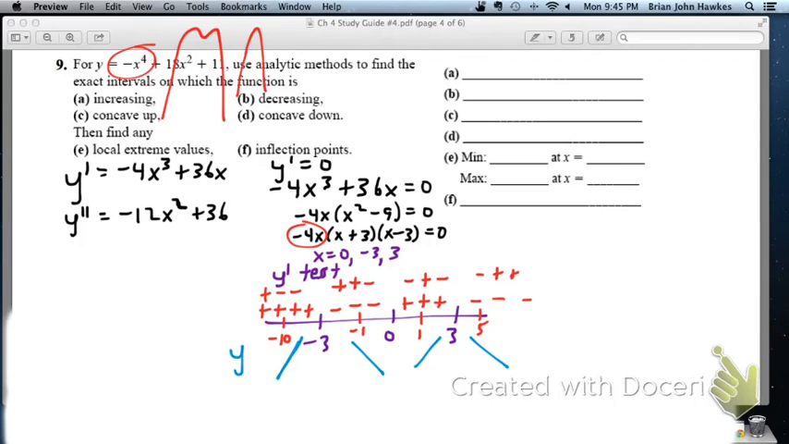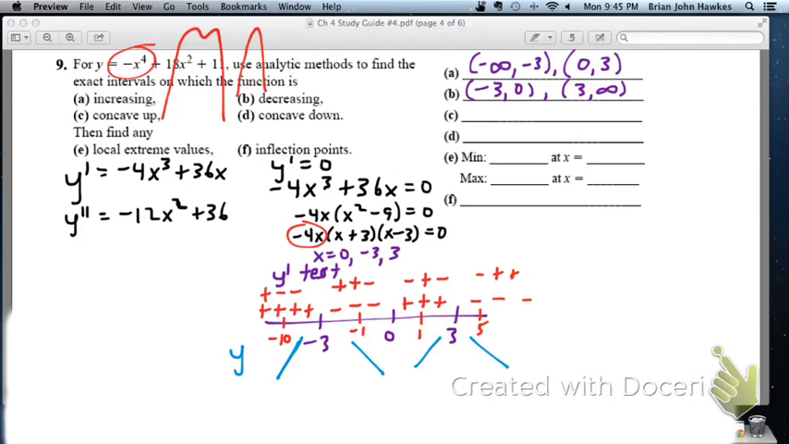A is asking us for when the function y is increasing. So we can see that y is increasing on the interval from negative infinity all the way to negative 3, but also on the interval from 0 to 3. And then part B is asking us where the function y is decreasing, and we can see that y is decreasing when y prime is negative, and that would be from negative 3 to 0, and also on the interval from 3 to infinity.